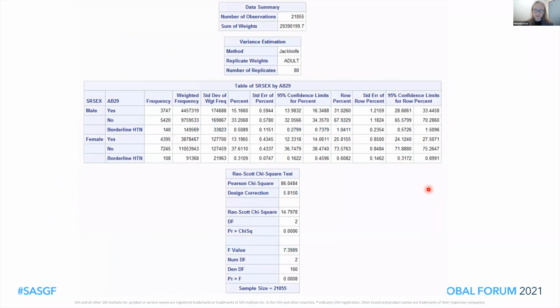So here are our results. And we can see that among males, 31% have hypertension, and among females, 25.8% have hypertension. And if we look at the p-value from the chi-square statistic, it's less than 0.05, indicating that there is an association between gender and hypertension. It looks like men have a slightly higher percentage of hypertension compared with women.